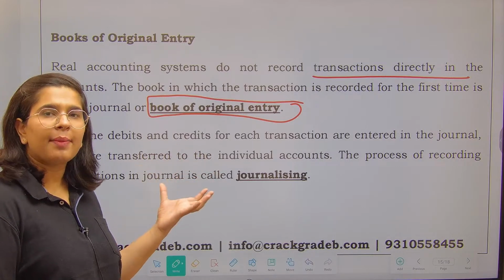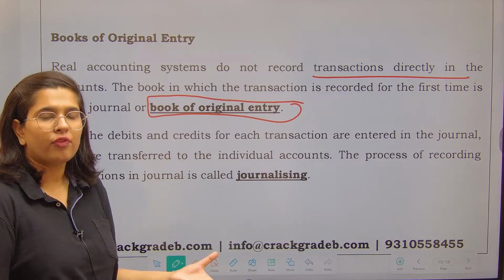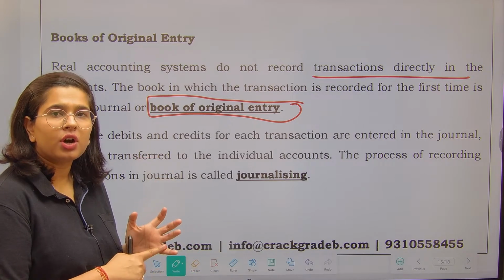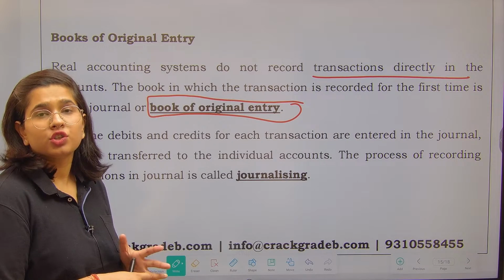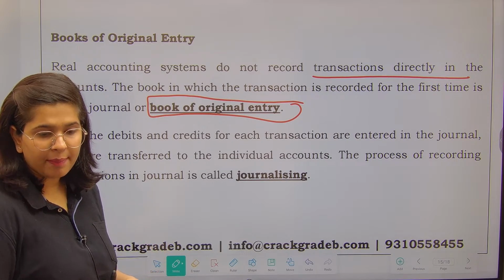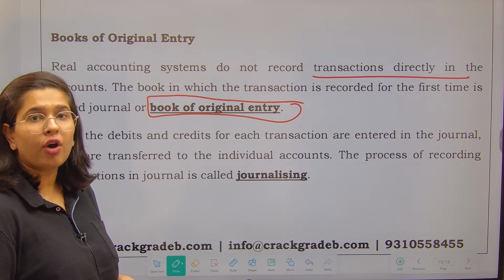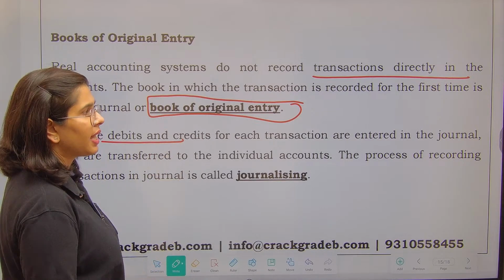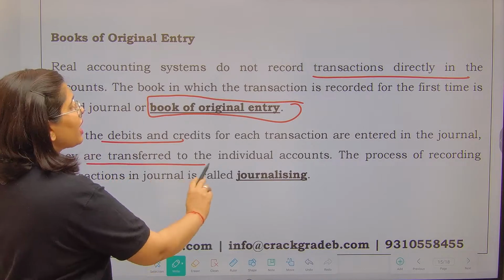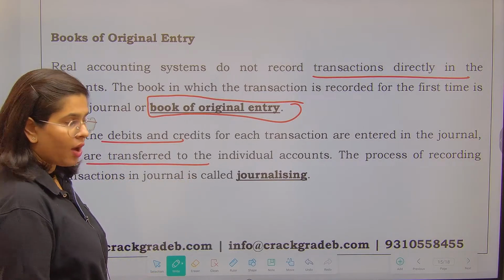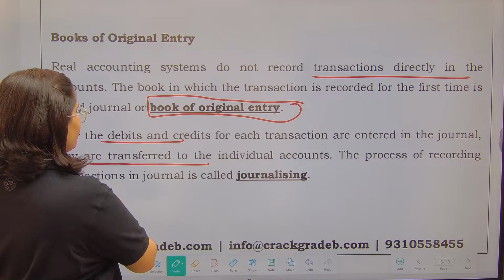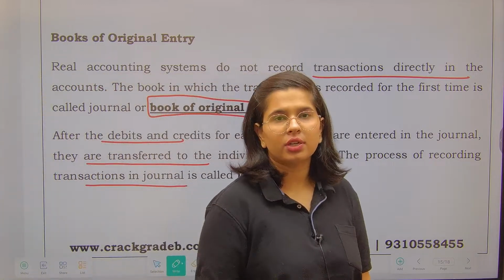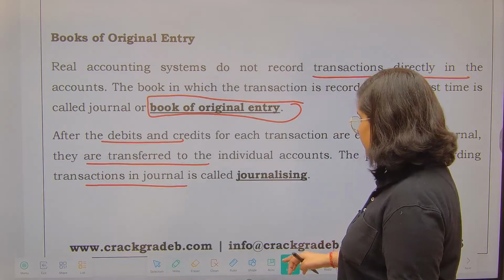Now, if in the examination they ask what is the book of original entry, they'll give you options: cash book, journal, ledger, or trial balance. You should remember that the journal is called the book of original entry. After debits and credits for each transaction are determined, they are entered into the journal and then transferred to the individual accounts. The process of recording transactions in the journal is called journalizing.